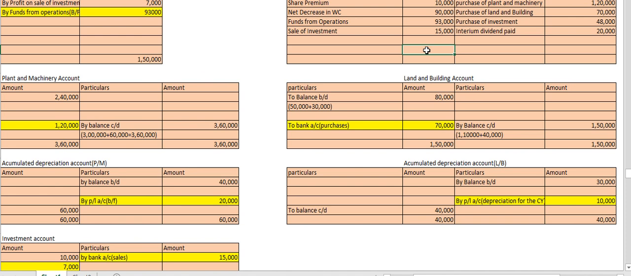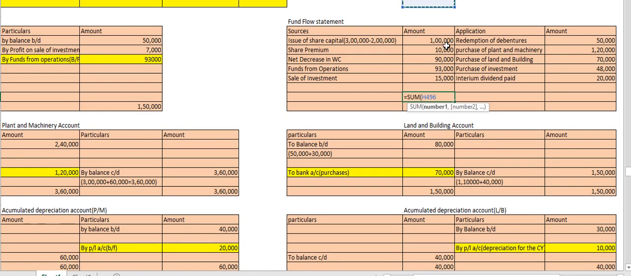So now let's total up and see if our fund flow statement tallies. You have 3,88,000 as the total of your sources, and your application is also 3,88,000. So by this our fund flow statement tallies, and we are moving ahead with the next problem.